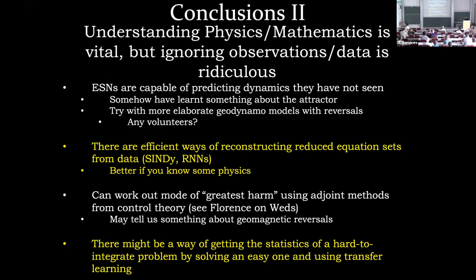And just to say that echo state networks are capable of predicting dynamics they have never seen. From a dynamical systems point of view, this is because they've somehow learned something about the nature of the attractor. In the case I showed you, it learned that it might transition from the fact that there were these bursts. So you might be able to learn, say for the geodynamo, that it might reverse from the fact that there were these excursions. If you've got a time series with lots of excursions, you might think maybe a reversal is coming along. Florence is going to talk about this on Wednesday, so I won't say anything.